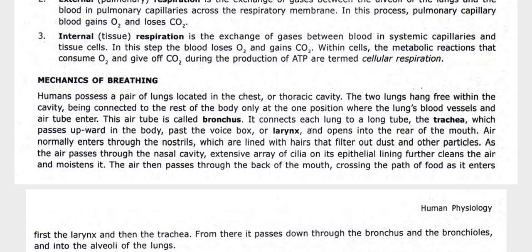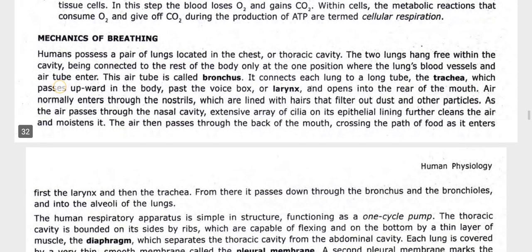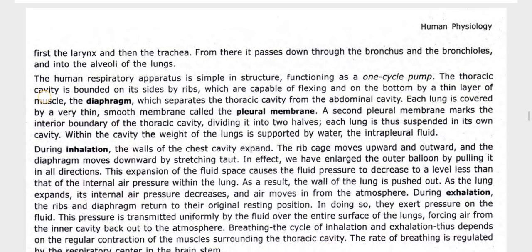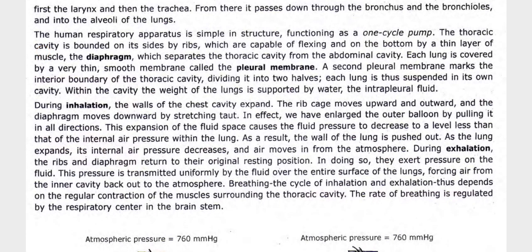Air normally enters through the nostrils, which are lined with hairs that filter out dust and other particles. As the air passes through the nasal cavity, an extensive array of cilia on its epithelial lining further cleans the air and moistens it. The air then passes through the back of the mouth, crossing the path of food as it enters first the larynx and then the trachea. From there it passes down through the bronchus and the bronchioles and into the alveoli of the lungs.